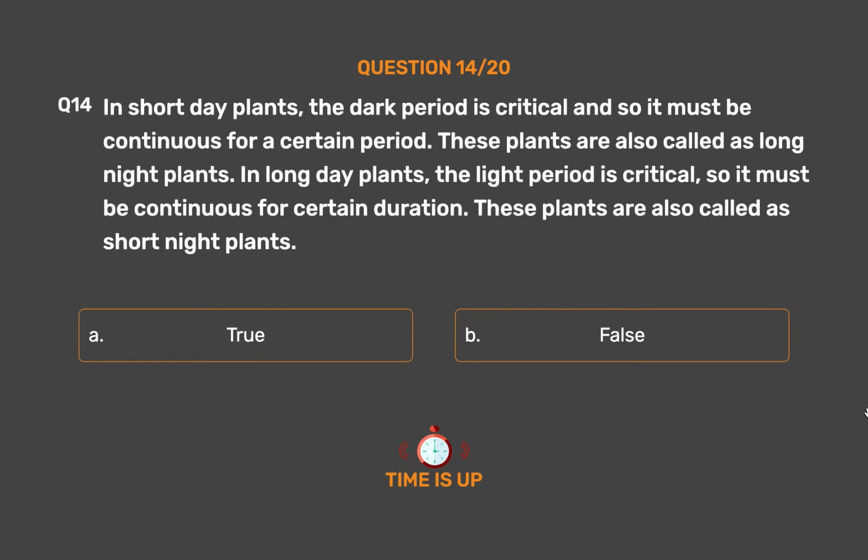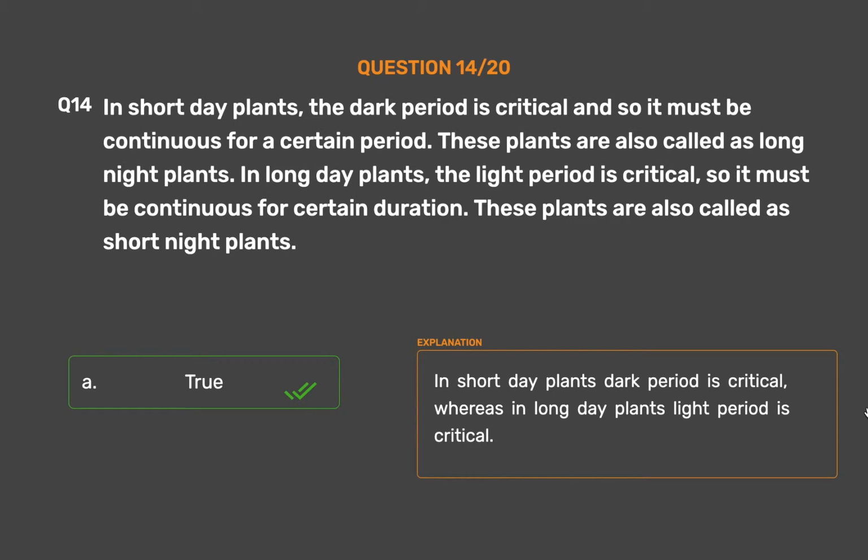The correct answer is Option A. True. In short-day plants the dark period is critical, whereas in long-day plants the light period is critical.